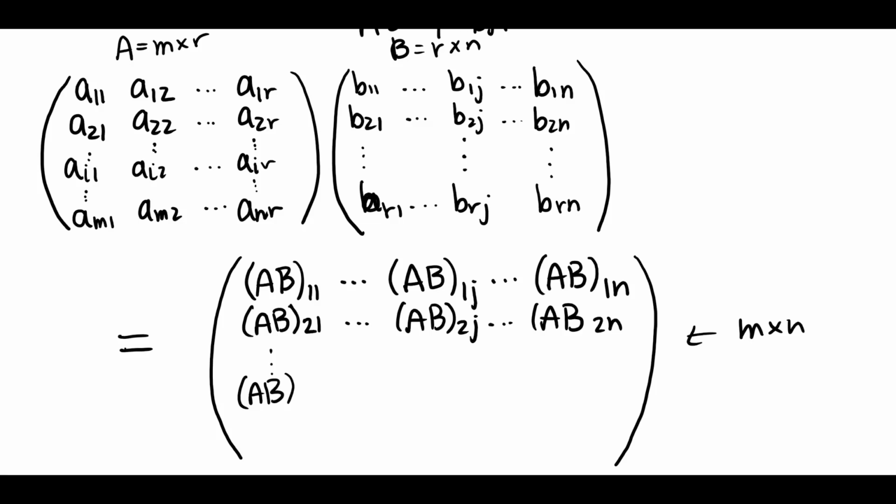And then if we go to the ith row here, I have (AB)i1, dot, dot, dot, (AB)ij. And this is the one we're going to look at, (AB)ij, dot, dot, dot, and then I'm going to have (AB)in, right? Okay, and almost done here.